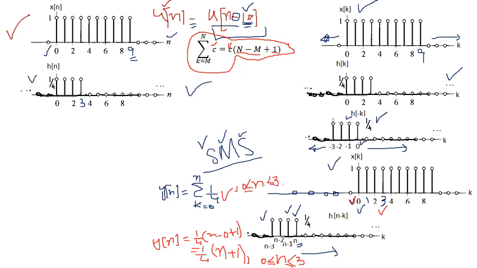After 3 the lower limit will change, because after 3 the lower limit will be not 0 but n minus 3. So I hope this gives you the idea. I leave the rest of the intervals for you, and you must do it at your home and tell me your answers, what you get, in the live session.